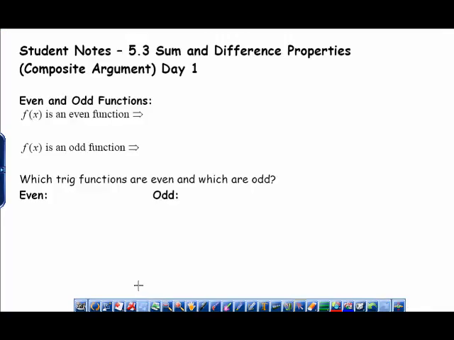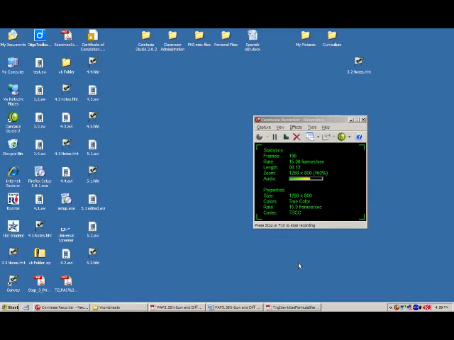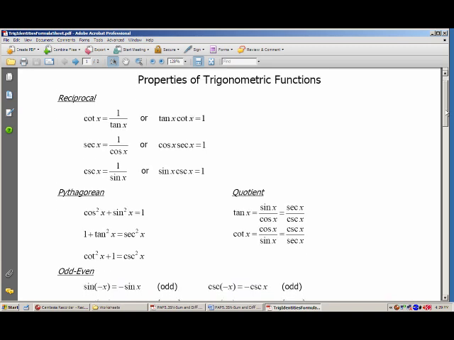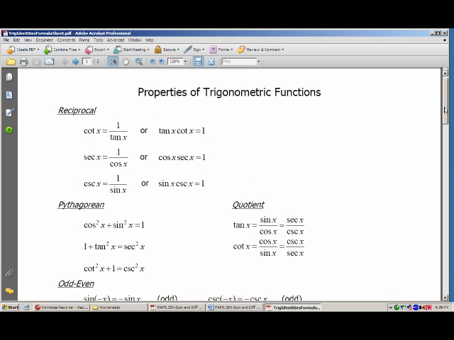Okay, 5.3, sum and difference properties, day 1. We're going to spend a few days on this. We're going to do some other things besides just sum and difference properties. Besides having your notes out, you should have your trig identity sheet out. It's probably colored or copied on some brightly colored paper, maybe yellow, maybe another color.